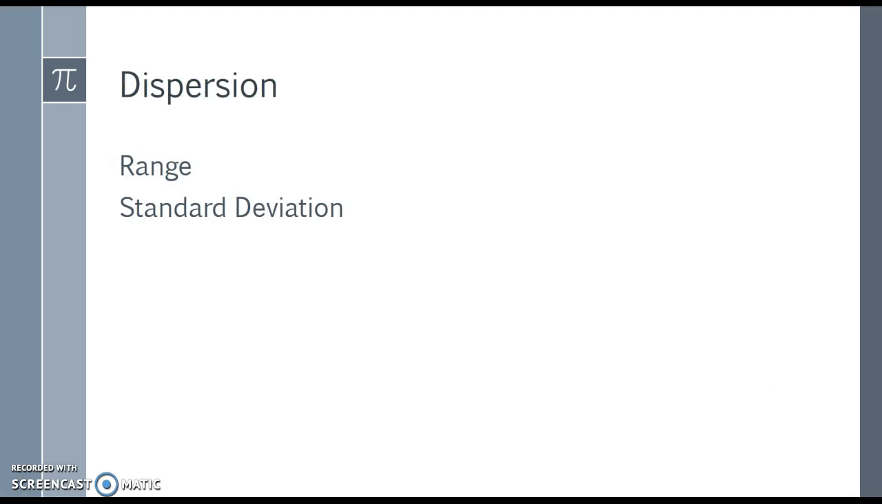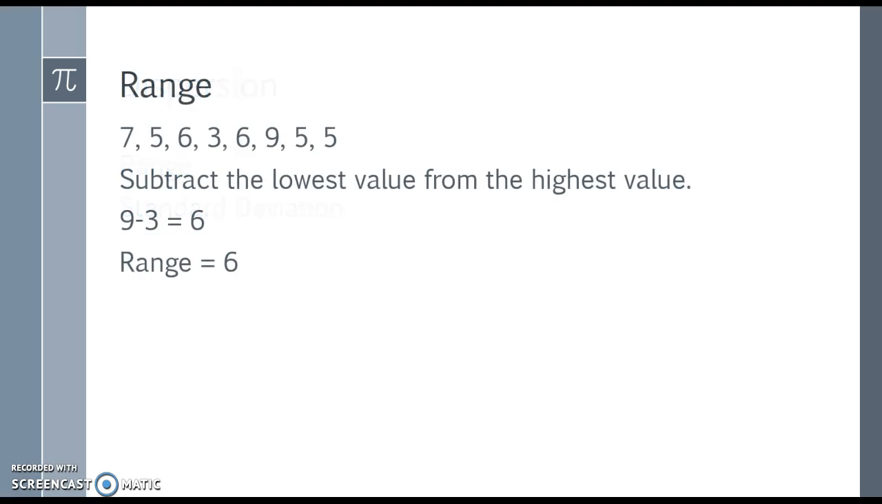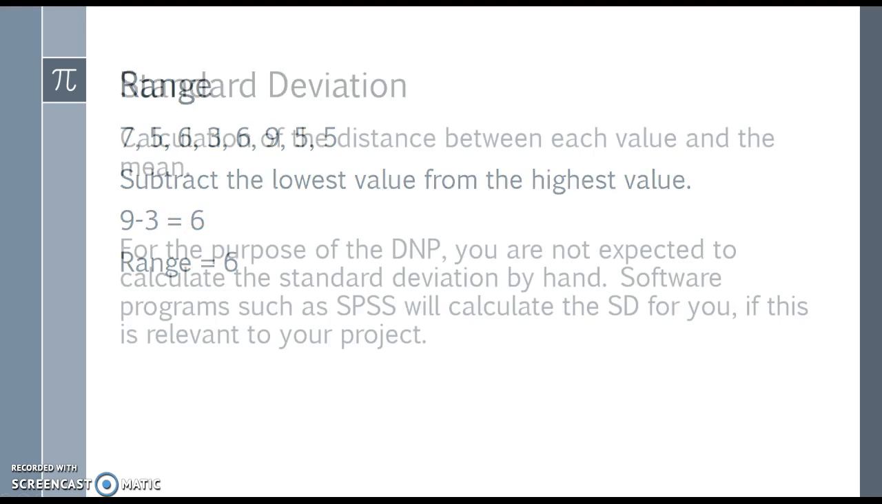Next, we're going to talk about dispersion, and this refers to the spread of the values around the central tendency. There are 2 types, range and standard deviation. To calculate the range, it's very simple. You're going to subtract the lowest value from the highest value. So if our highest value is 9 in our sequence of numbers, and our lowest value is 3, we subtract 3 from 9, which gives us 6. So therefore, 6 is our range.